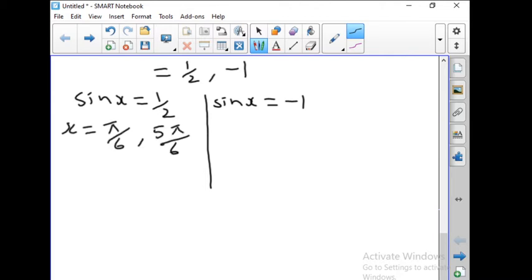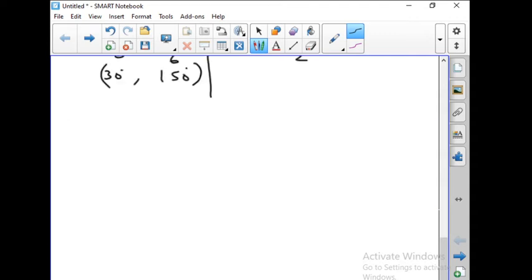So, sin x is equal to 1 by 2 means x is equal to pi by 6 or 5 pi by 6 also. Okay, pi by 6 is 30 degree, 5 pi by 6 is 5 into 30, which is 150 degree. So both will give you 1 by 2. What about sin x is equal to minus 1? Here we have only one value, that is x is equal to minus pi by 2. Therefore, x is equal to minus pi by 2, pi by 6 and 5 pi by 6.